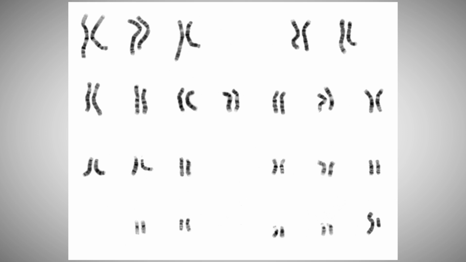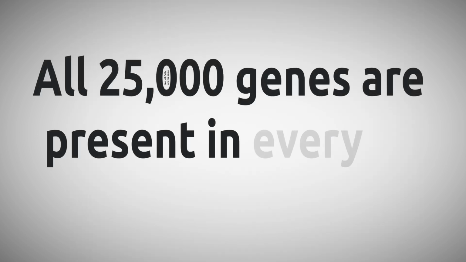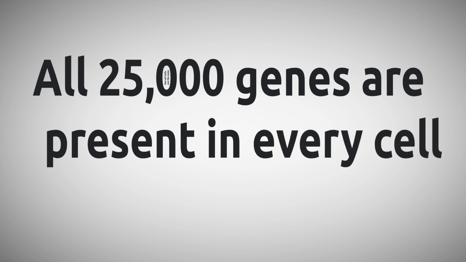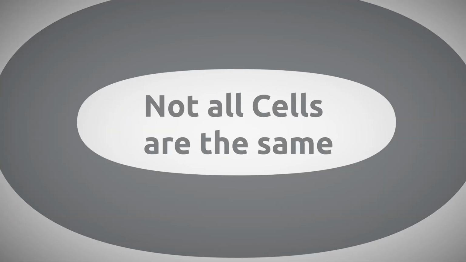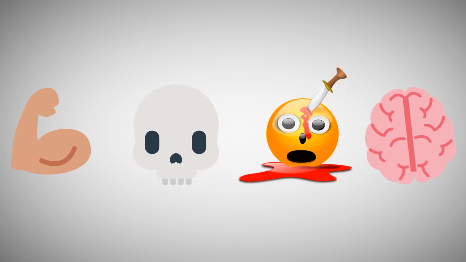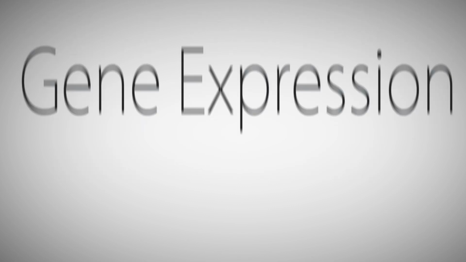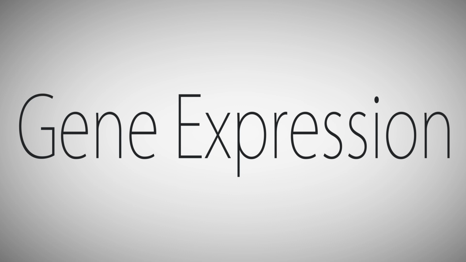Collectively, these 23 chromosomes have thousands of genes, about 25,000. All 25,000 genes are present in every one of your cells. But we know that not all cells are the same. You have muscle cells, bone cells, blood cells, brain cells. And what makes those cells different is that different genes are being expressed at different times in those cells.